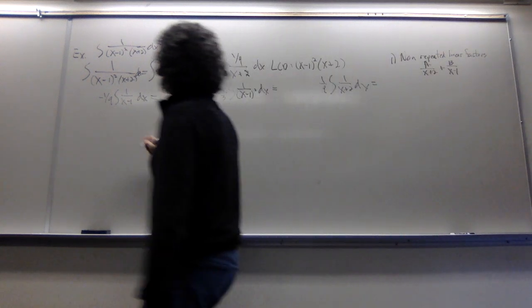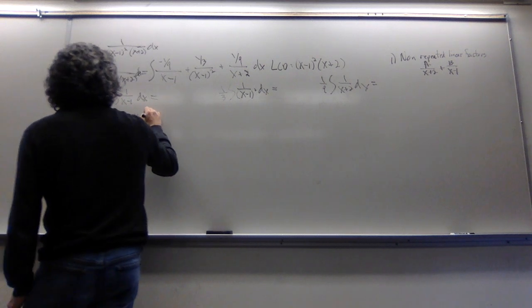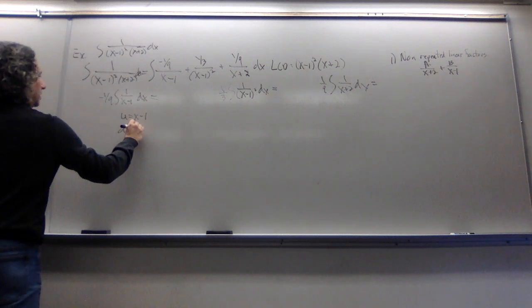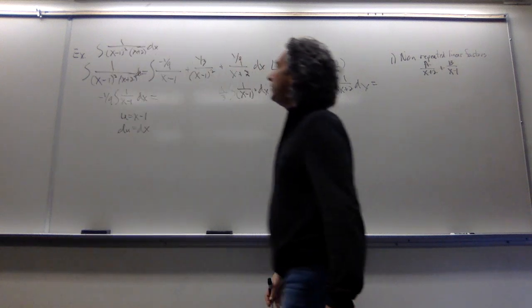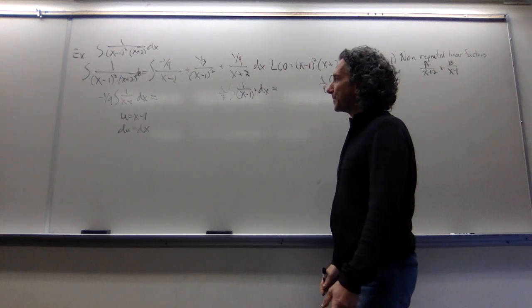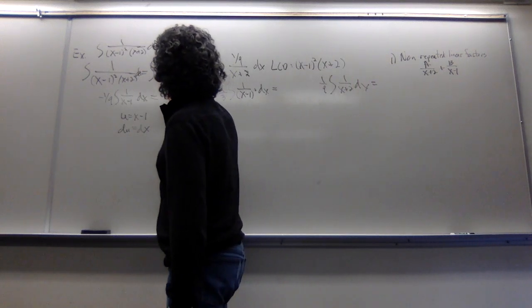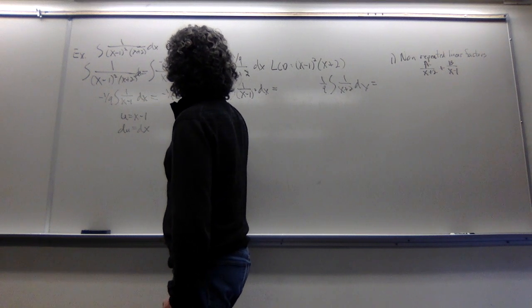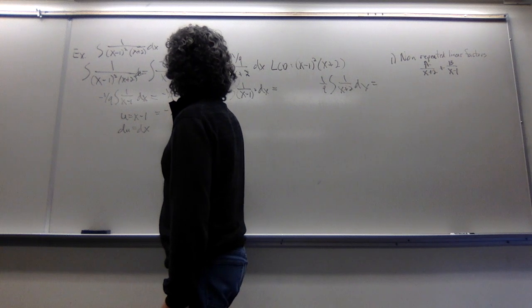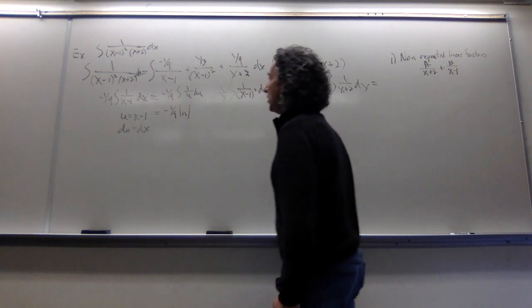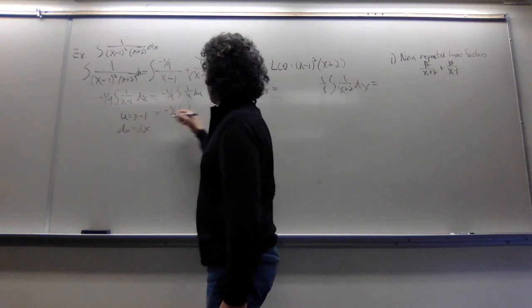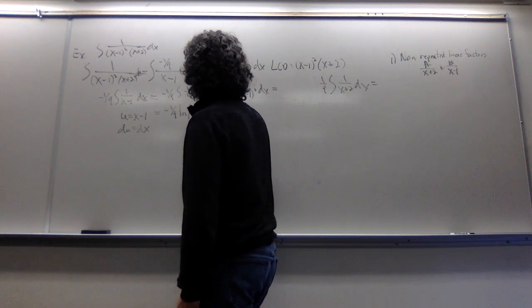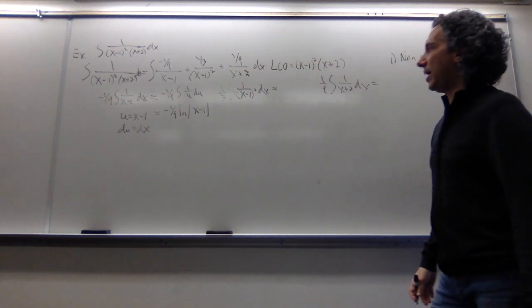So here we can make a u substitution of u equals x minus 1. So that du is equal to dx. So this is the same thing as minus 1/9 the integral of 1 over u du, or minus 1/9 ln of the absolute value of u, which is just x minus 1. And I'll hold off on the plus c until the bitter end.